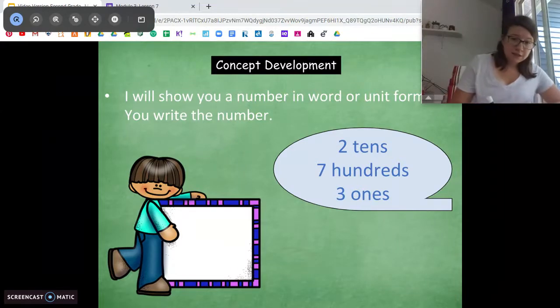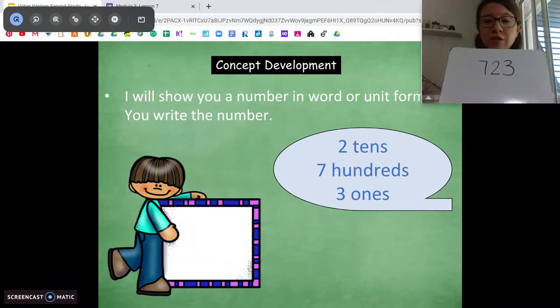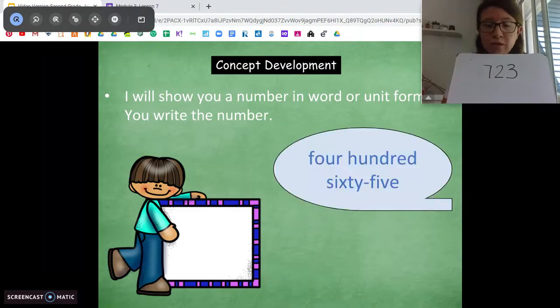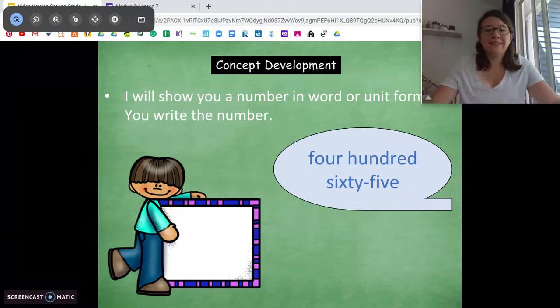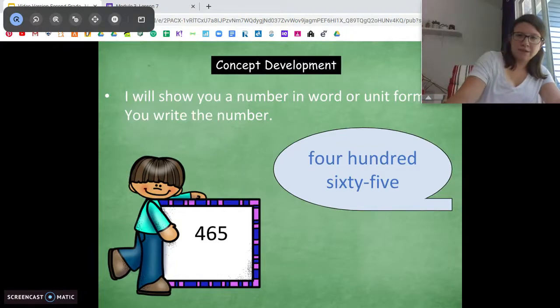So if it says 2 tens, 7 hundreds, 3 ones, don't get tricked by the order. 7 hundreds, 2 tens, 3 ones. 723. Don't get tricked by the order. Start with your hundreds, tens, ones. Okay? Try this one. 465. Should have got 465 like that.